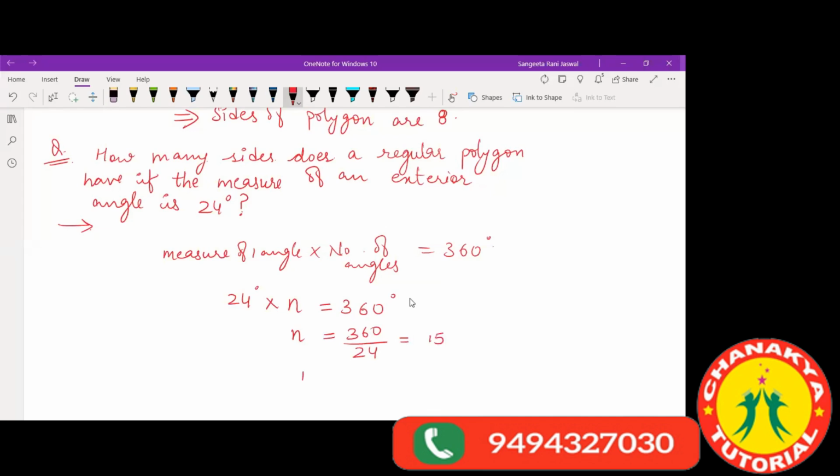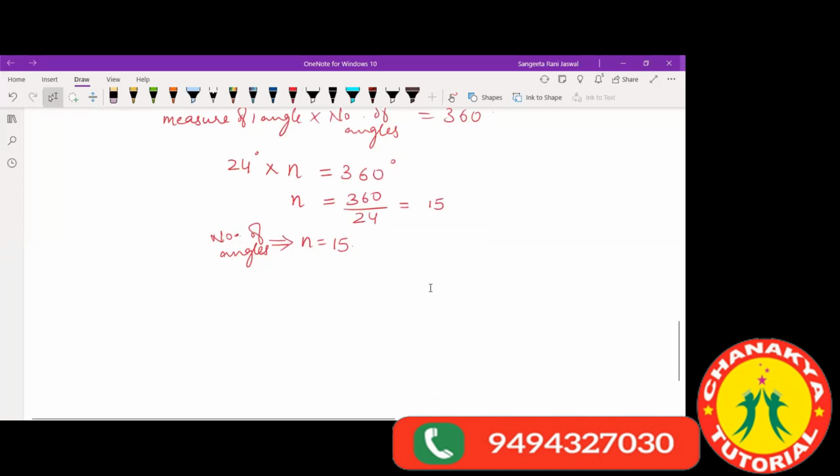So that means my number of angles is 15. N is what? Number of angles. 15, ma'am. So this is number of angles. So that means the sum of 15 angles is 360 degrees. Ma'am, could you scroll up a little bit? Just a second, Mita. If number of angles is 15, that means number of sides is also 15. Is it? Yes, ma'am. Number of sides of the polygon is also 15. Okay. So this is it.